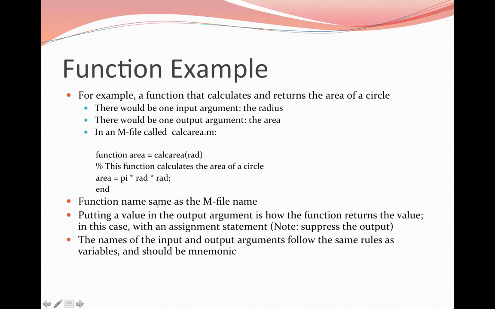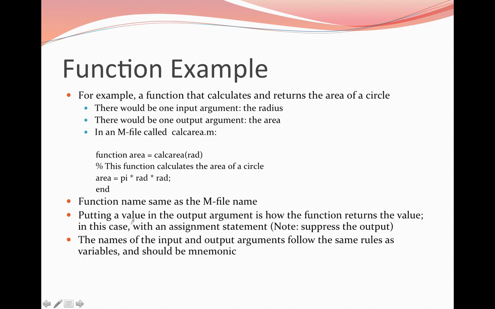Let's take a look at an example of a function that we write, a user-defined function that calculates and returns the area of a circle. So if we want to calculate and return the area of a circle, we'd need one input, which would be the radius, and we would want to return one value, which would be the area. So in the function definition, we would have one input argument for the radius, and there would be one output argument for the area. So here's the function definition that we're going to write.